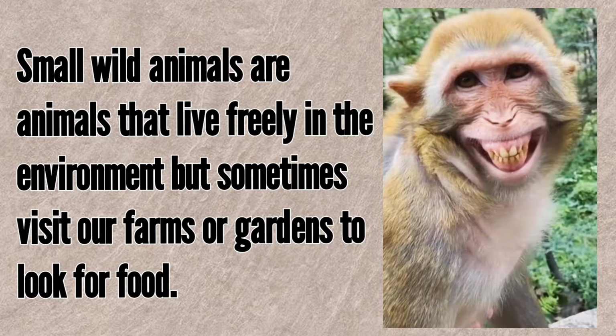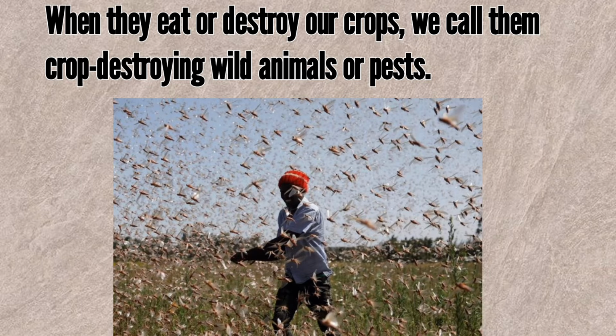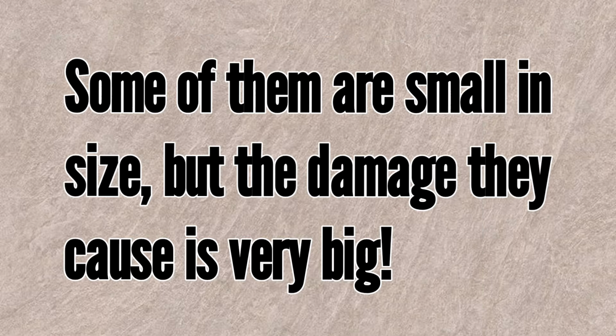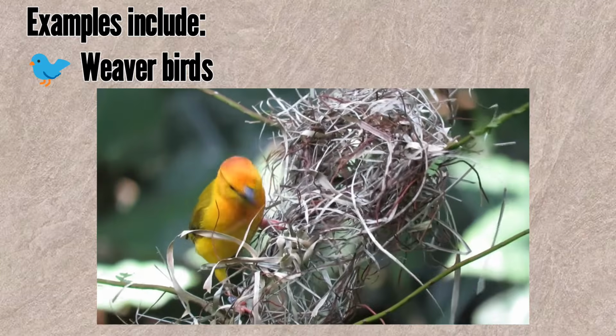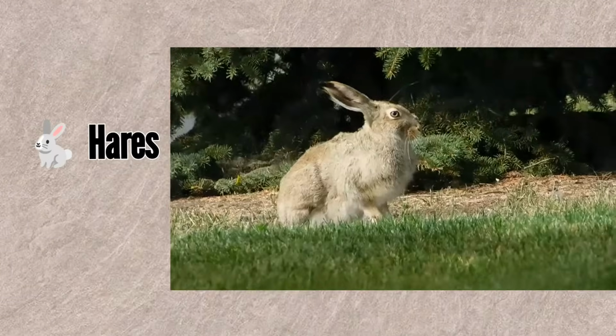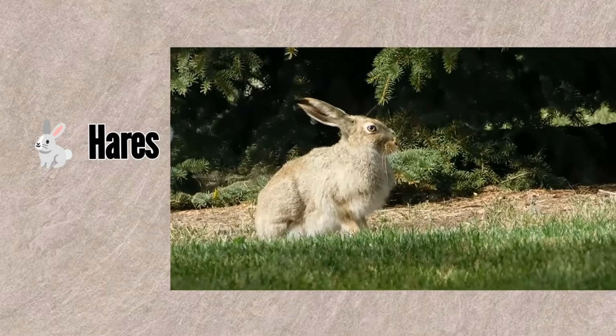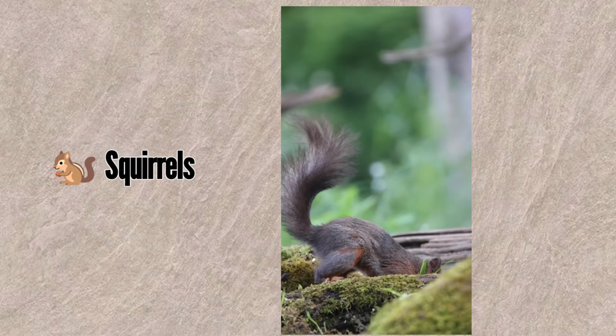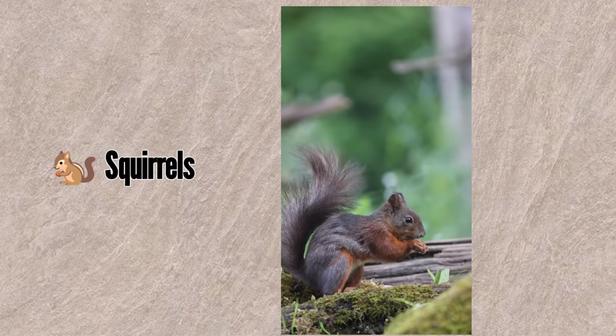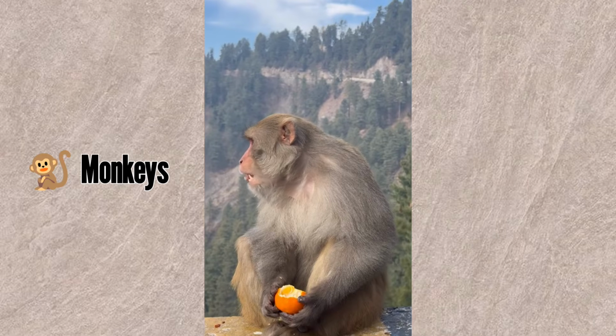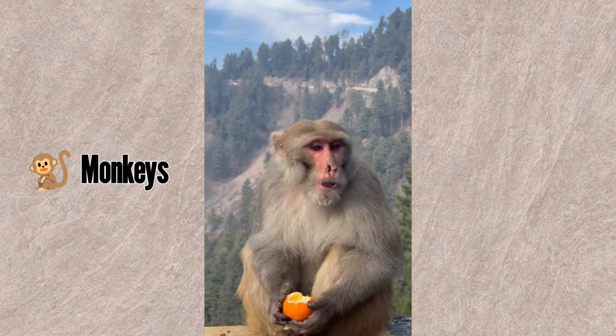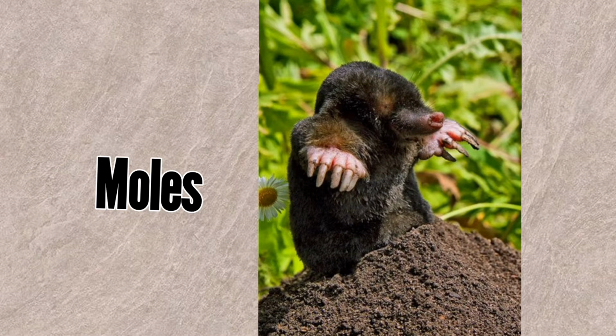Small wild animals are animals that live freely in the environment but sometimes visit our farms and gardens for food. When they eat or destroy our crops, we call them crop-destroying wild animals or pests. Some of them are very small but the damages they cause are very big. The examples include weaverbirds, hares, squirrels, monkeys, and moles.